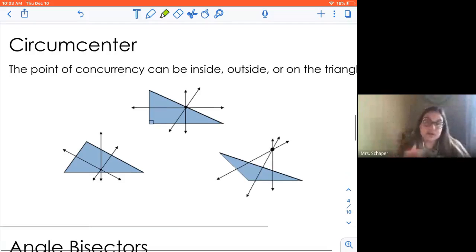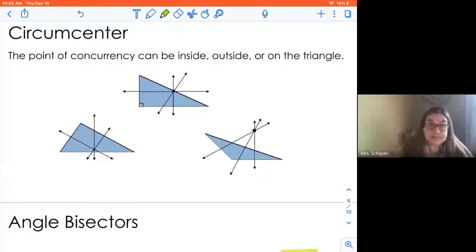When you look at the circumcenter, the point of concurrency can be inside the triangle, on the triangle, or outside the triangle. So it all depends on what the triangle is, whether it's obtuse or acute or right or whatever, the dimensions of it. So that can lead into any of them. And it will still be equidistant from all the vertices of that triangle. Okay.